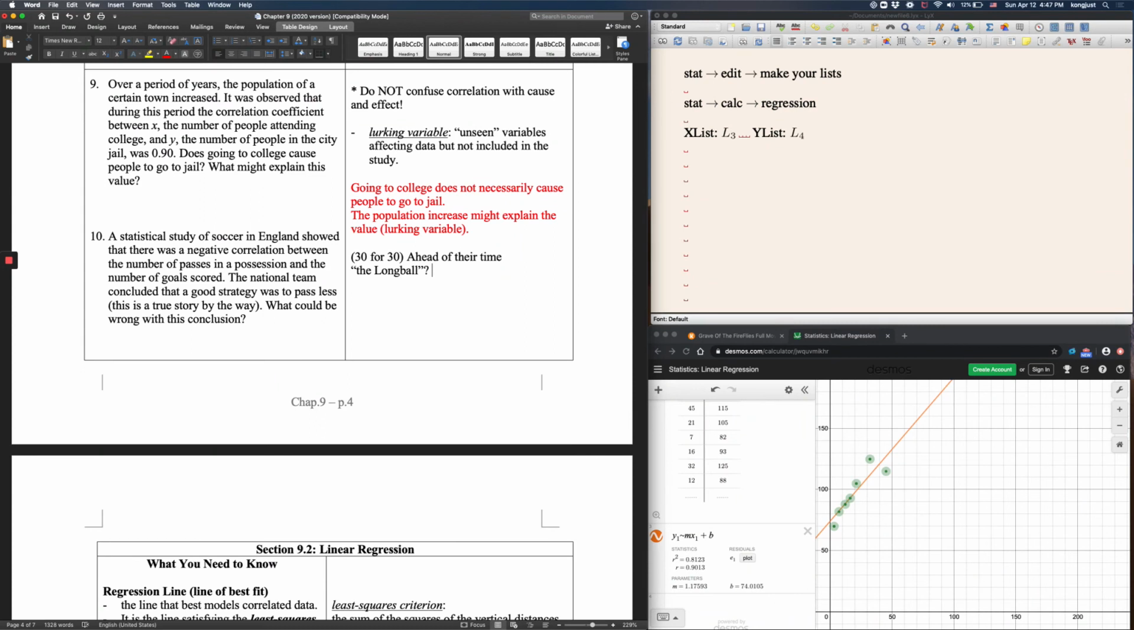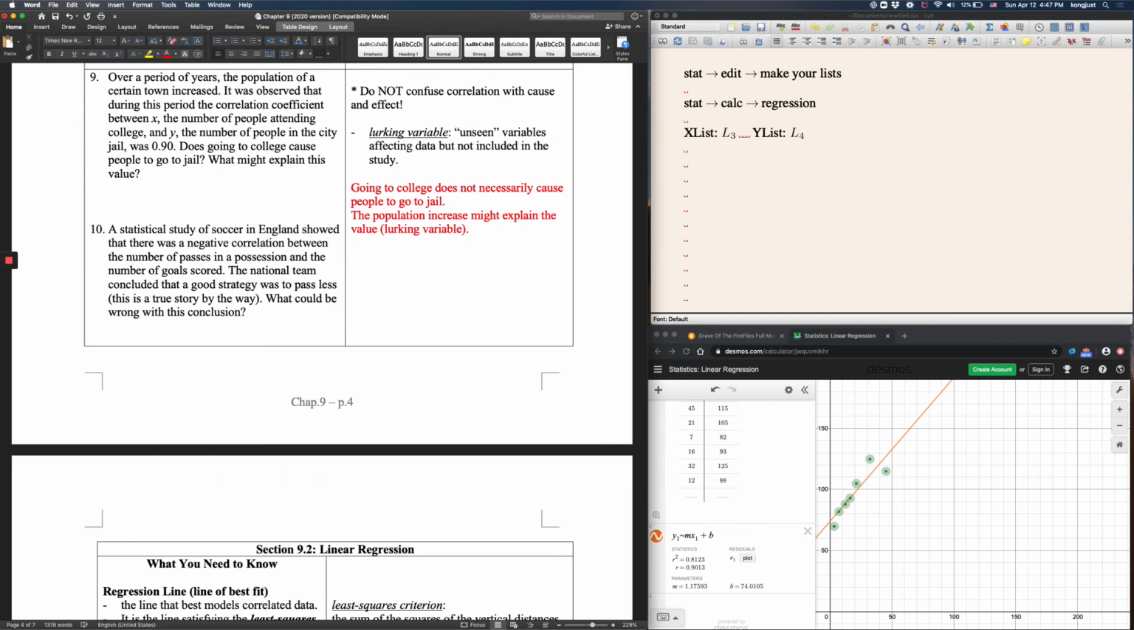And so he eventually became very influential in the way that England played soccer. And they invented this way of playing called the long ball. So you just kick the ball far and try to do as few passes as possible in order to score. But it turns out that his statistics was bad because he made this mistake of causation versus correlation. So he thought that passing fewer was the cause of it, but it's actually correlated to some other factors that were unseen, some lurking variables. So to answer the question now, what could be wrong with this conclusion? To make a long story short, there could be lurking variables.